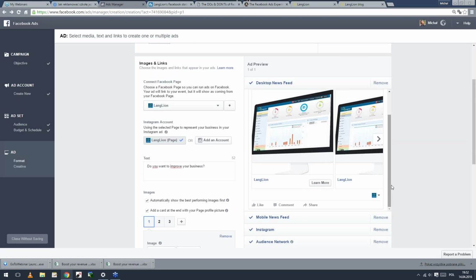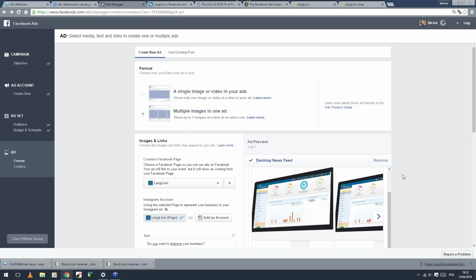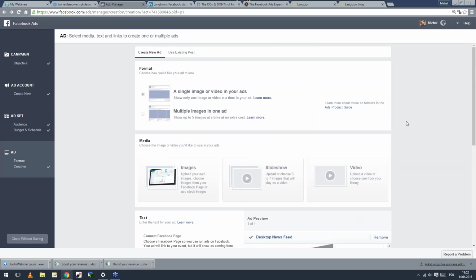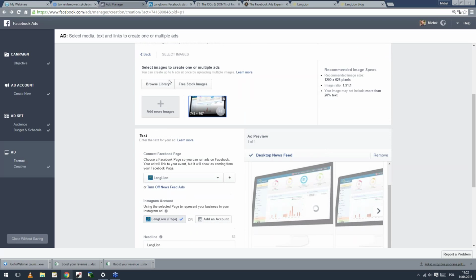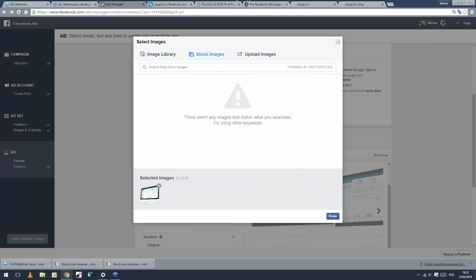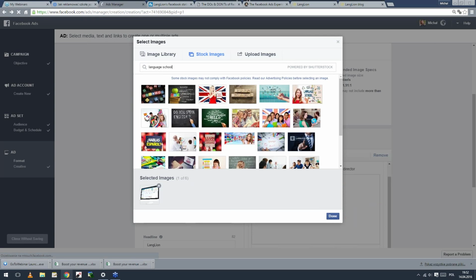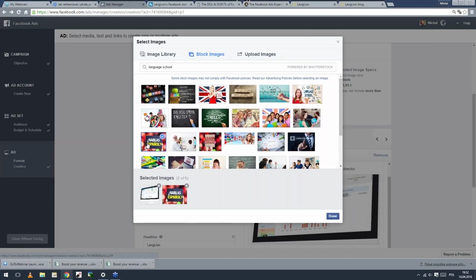Okay, so here, generally, we can set those ads. Multiple images in one ad, or single image in one ad. This is, of course, an example. We can, okay, we have some stock images. Okay, and see what I'm doing. Language school. Okay, so some stock images. Perfect. Hablas español. This is perfect.